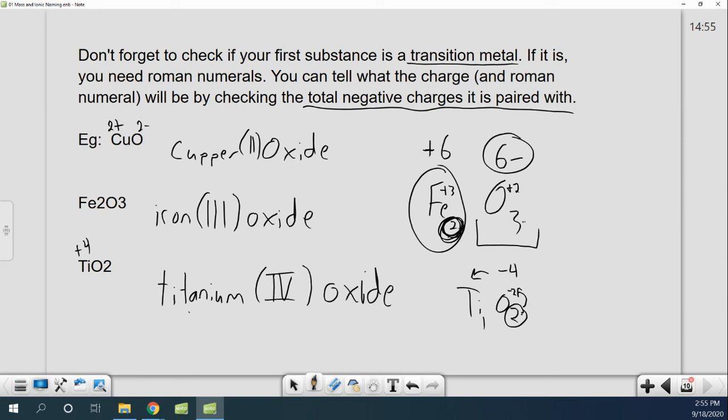So that's your review of average atomic mass and what masses are and the structure of the atom really briefly. And we talked a little bit about ionic naming conventions and how to do that stuff. And that's it for today. So hopefully that's all you need to know.